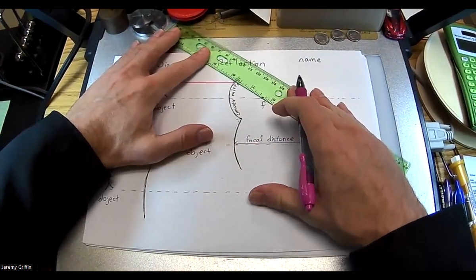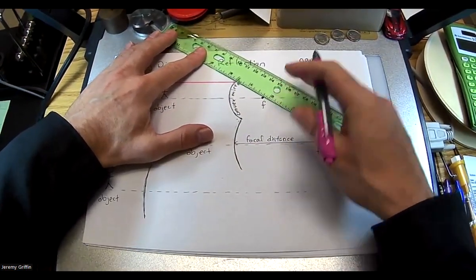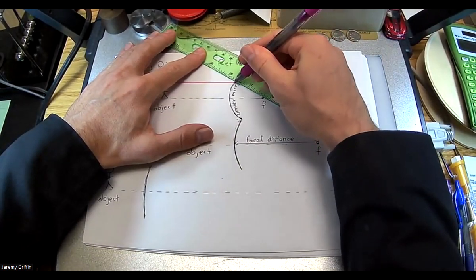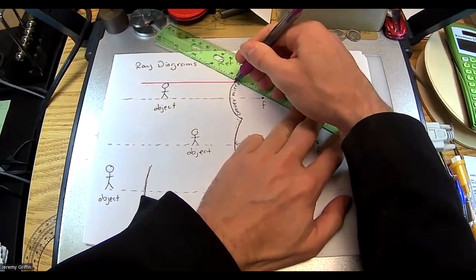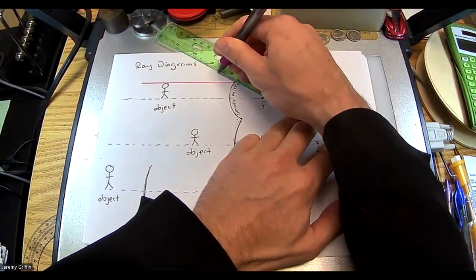Because it would align with the focal point. Notice I'm drawing here from this point. See how my rulers align with the focal point? Guys, see it? Okay. So it's going to bounce off, boing, that direction.